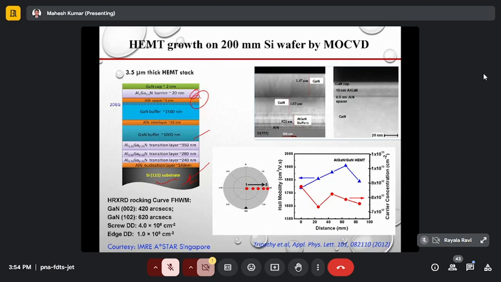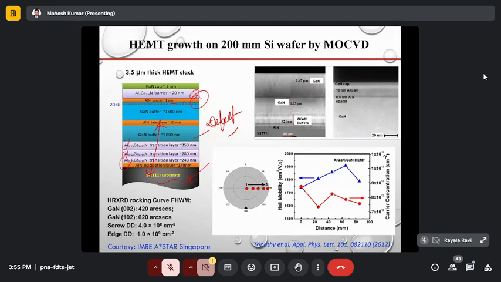The HEMT layer is only these layers. Below these layers we are growing to minimize the defects. Otherwise, if we have defects in the 2D electron gas, they will trap the carriers. So we minimize this by stress management, using different aluminum concentrations. Then we grow a thick gallium nitride buffer layer, and on top we have the HEMT structure. These samples we have grown by MOCVD, which we don't have at IIT Jodhpur.